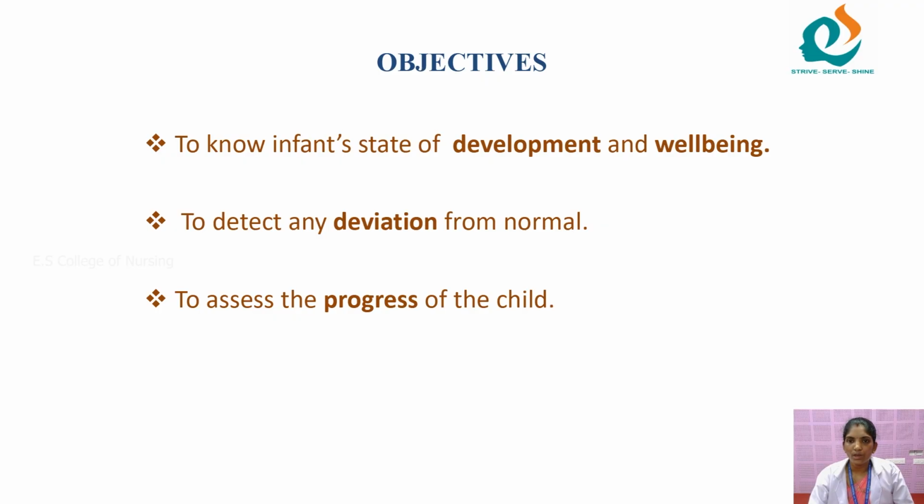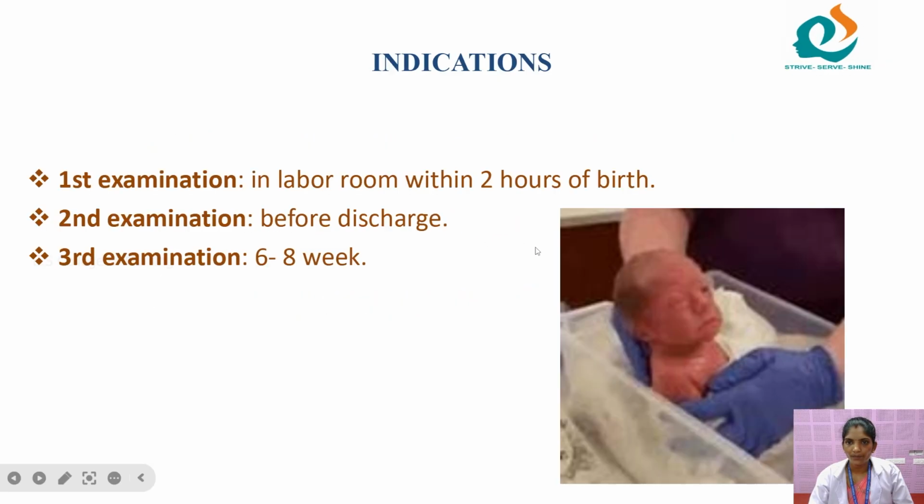Then, we will move on to objectives. To know the infant's state of development and well-being, to detect any deviation from normal, to assess the progress of the child. Then we will move on to the indications. Indications of a newborn assessment include: the first examination should be done in the labor room within 2 hours of birth, the second examination before discharge, and the third examination can be conducted at the 6 to 8 week period.